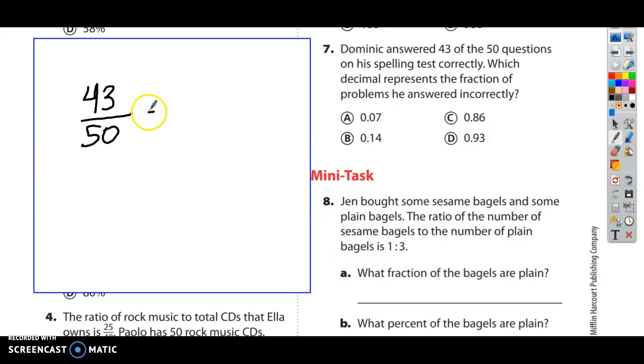Well, when we're talking about decimals, it's kind of like a percent. We really need it to be out of 100. So I'm going to multiply by 2. I'm going to get 100. I'm going to get 86.